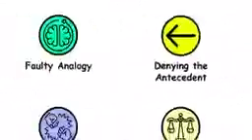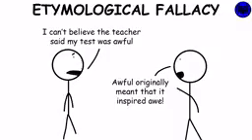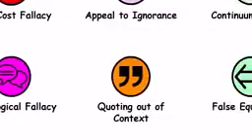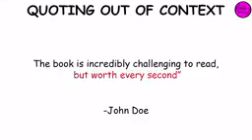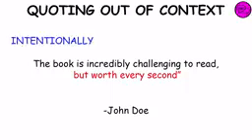Etymological fallacy. Etymological fallacy is the faulty argument that the true meaning of a word is its oldest or original meaning. Quoting out of context. It's a fallacy in which a passage from a quote is removed from its surrounding matter in such a way as to distort its intended meaning. Context may be omitted intentionally or accidentally.